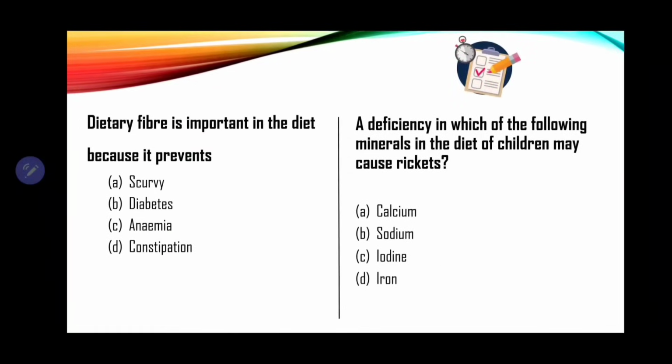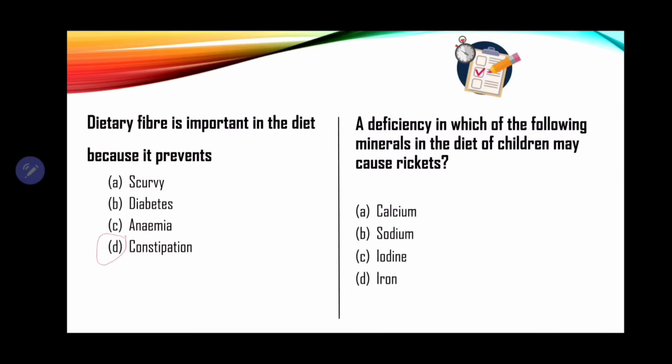Dietary fiber is important in the diet because it prevents A. Scurvy, B. Diabetes, C. Anemia, and D. Constipation. Now, which is the answer, guys? Another name for dietary fiber is roughage. Dietary fiber helps to regulate bowel movement, right? Therefore, if your response is D, you are correct, which is constipation.